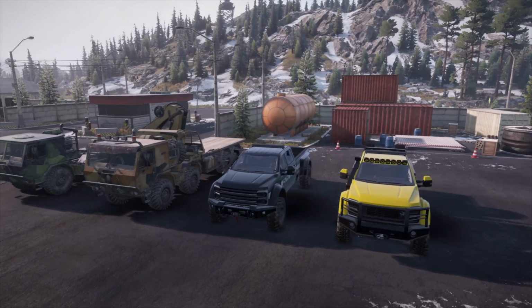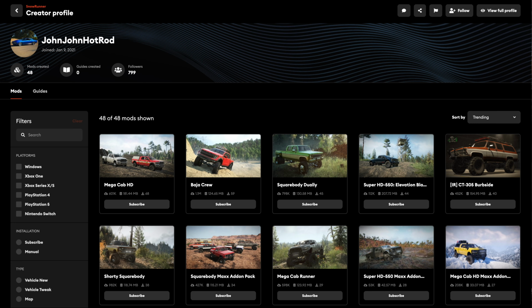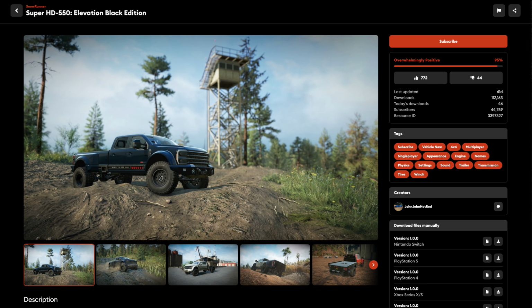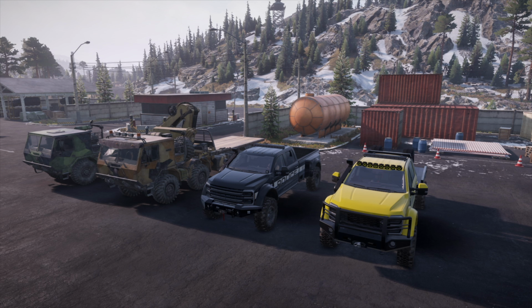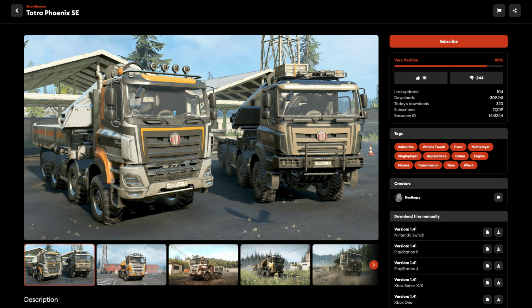The other thing that I like to do is stick with a particular mod person. So for these full trucks, those are from John Hot Rod, and I have been a big fan of John Hot Rod. Be sure to check him out on mod.io, and I've used a lot of his trucks. There have been several modders that I use for the stock trucks as well, the most recent one being Doc Bugsy. He seems to have the trucks that I want and available, so I've been very lucky.